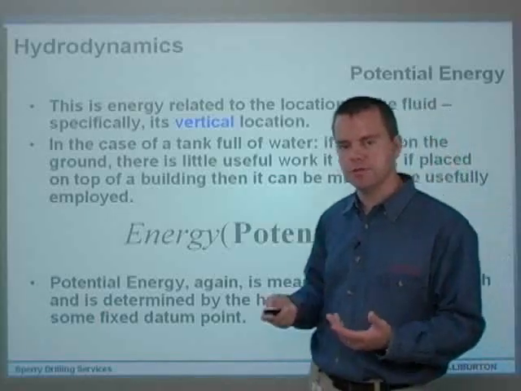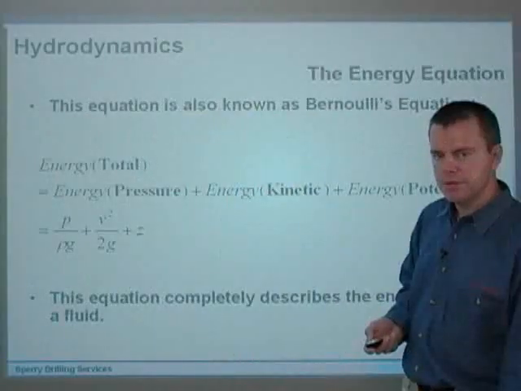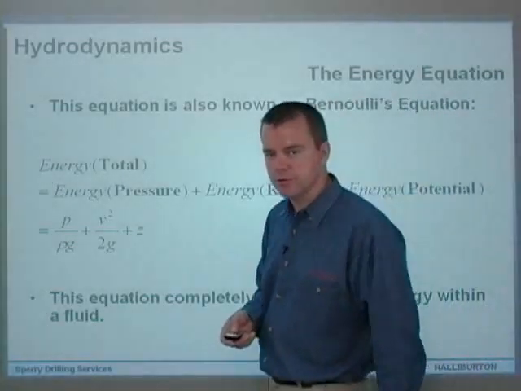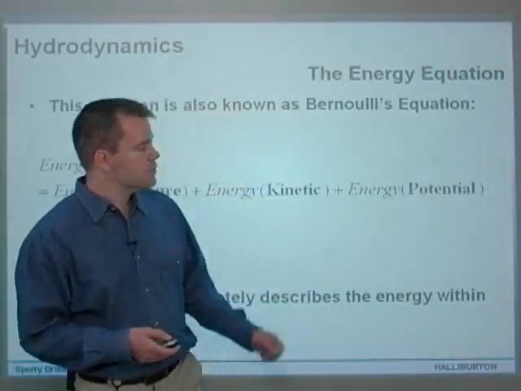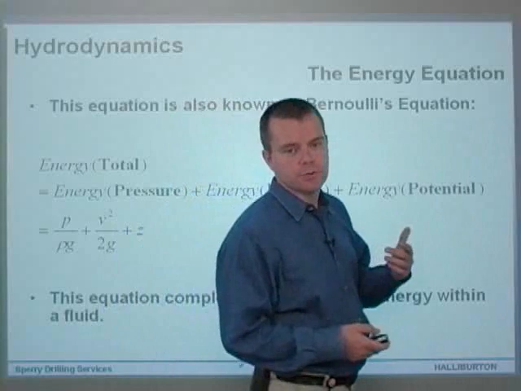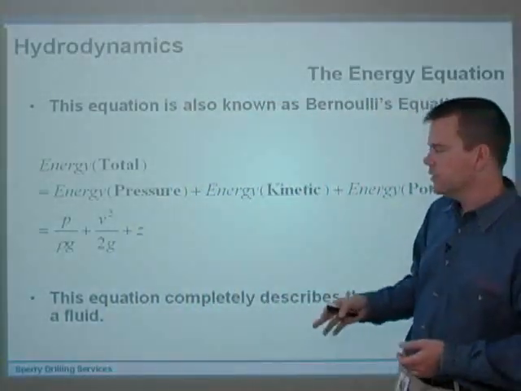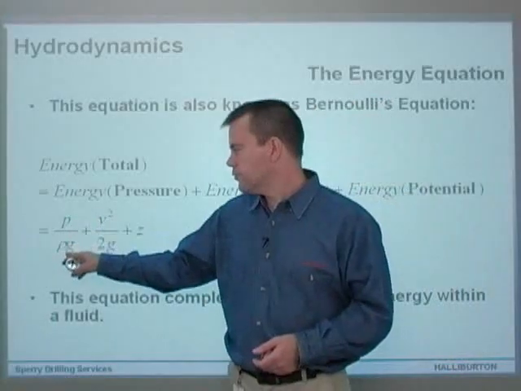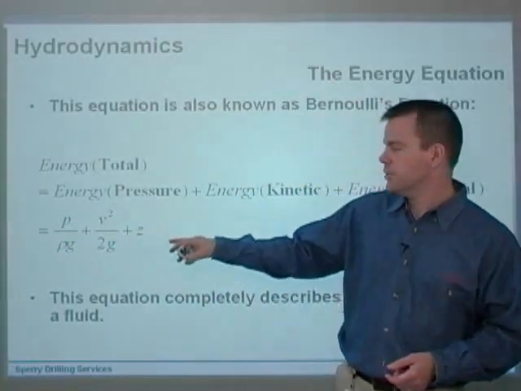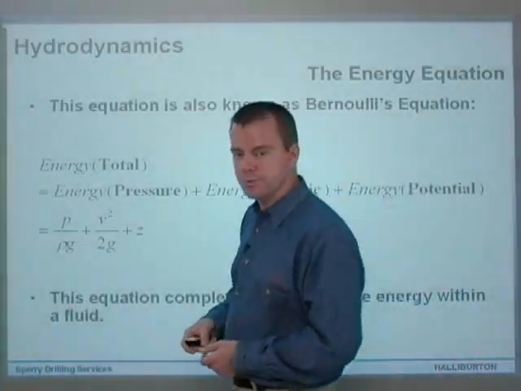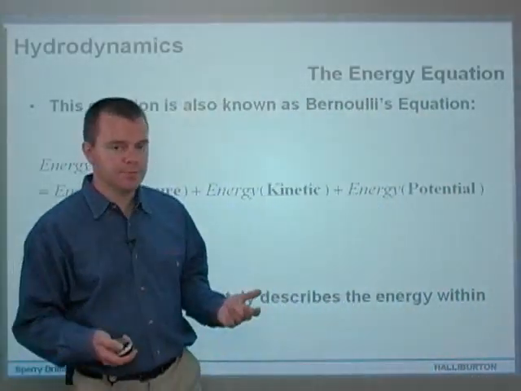So that describes three types of energy, and they're related by what's known as Bernoulli's energy equation, in which the total energy equals the pressure energy plus kinetic energy plus potential energy. So we've got P over rho g, plus v squared over 2g, plus Z. This equation completely describes the energy within a fluid.